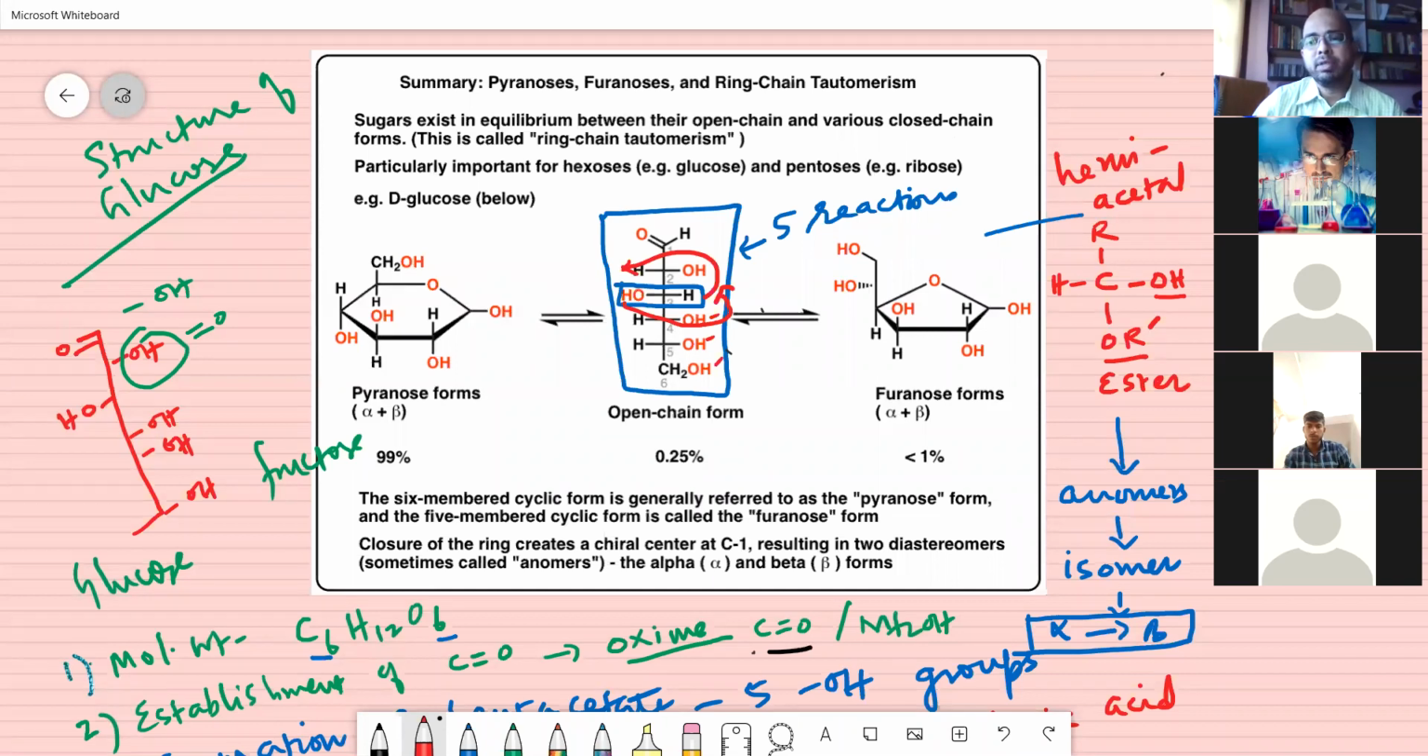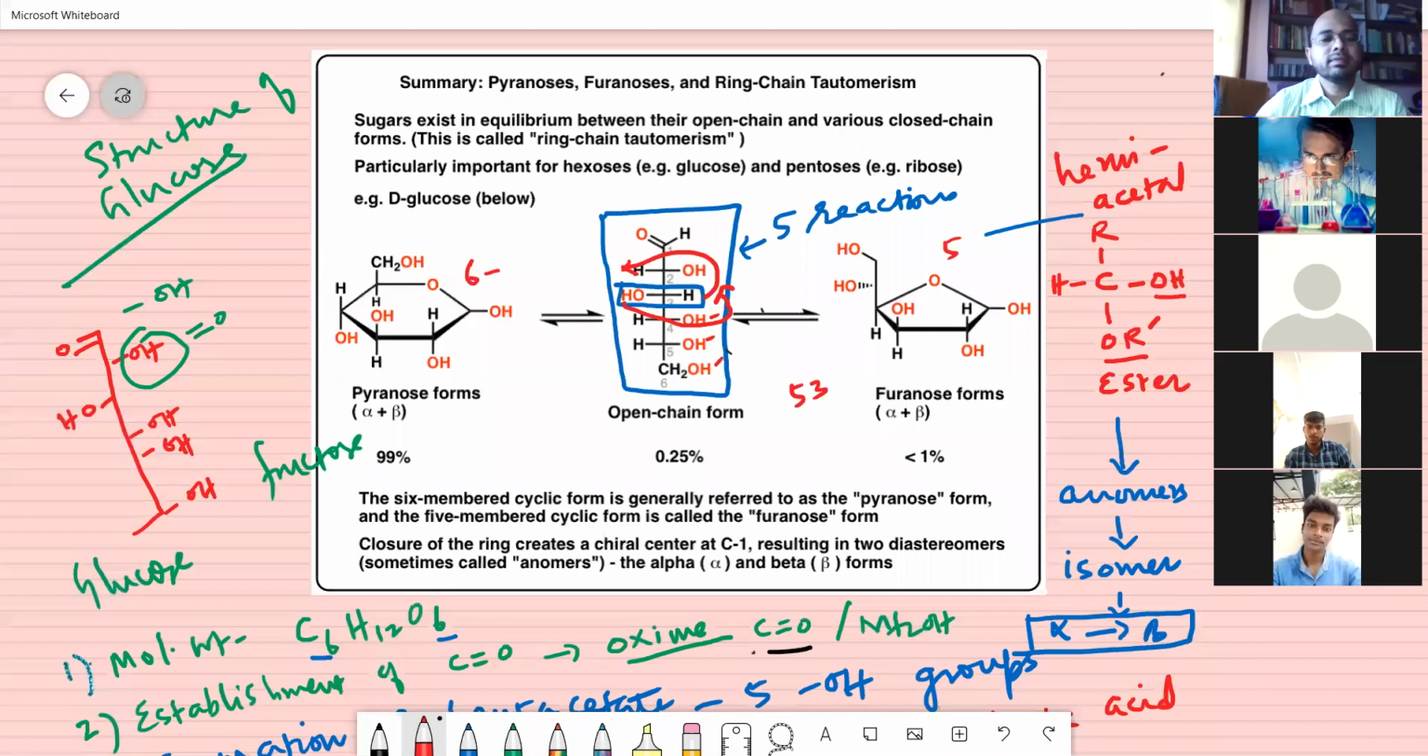The alpha form rotates the plane polarized light to the right, and the beta form rotates the plane polarized light to a certain degree, which is seen as 119 and 18 degrees. So if both of them are kept together, they give rise to 53 degrees. So that was the way we saw how tautomerism in glucose existed.